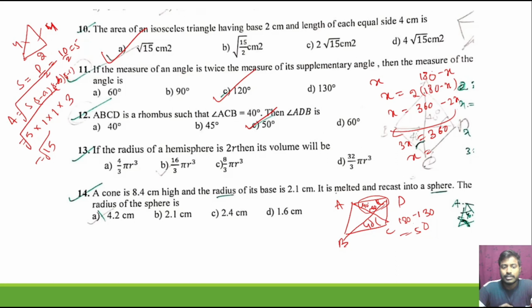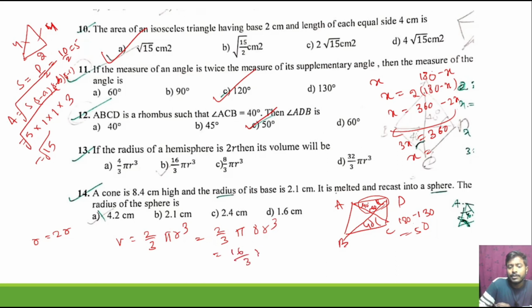Understand? Next question. If the radius of a hemisphere is given as 2r, the volume formula is 2 by 3 pi r cube. Now 2 by 3 pi (2r) cube means 8 r cube. Yes or no? So the volume is 16 by 3 pi r cube. So option B is the correct answer. Okay. Next question.